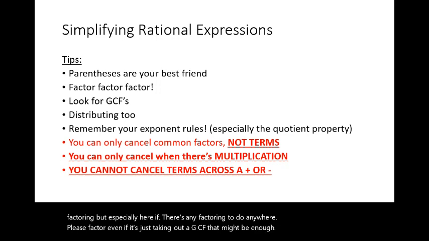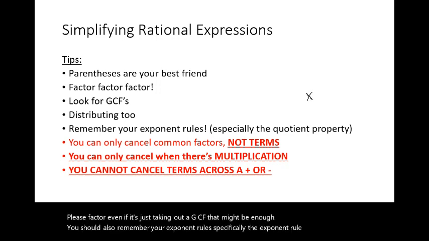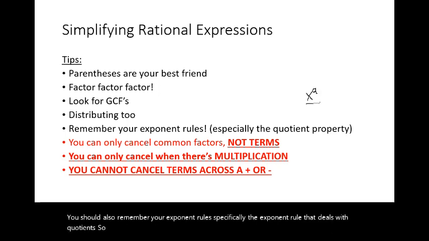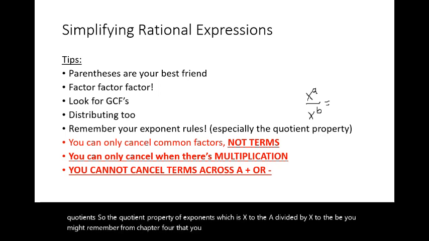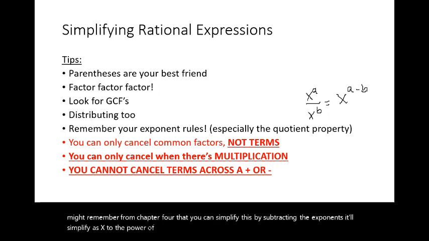You should also remember your exponent rule, specifically the exponent rule that deals with quotients. So the quotient property of exponents, which is x to the a divided by x to the b. You might remember from chapter 4 that you can simplify this by subtracting the exponents. It'll simplify as x to the power of a minus b. You may need to use that once in a while.